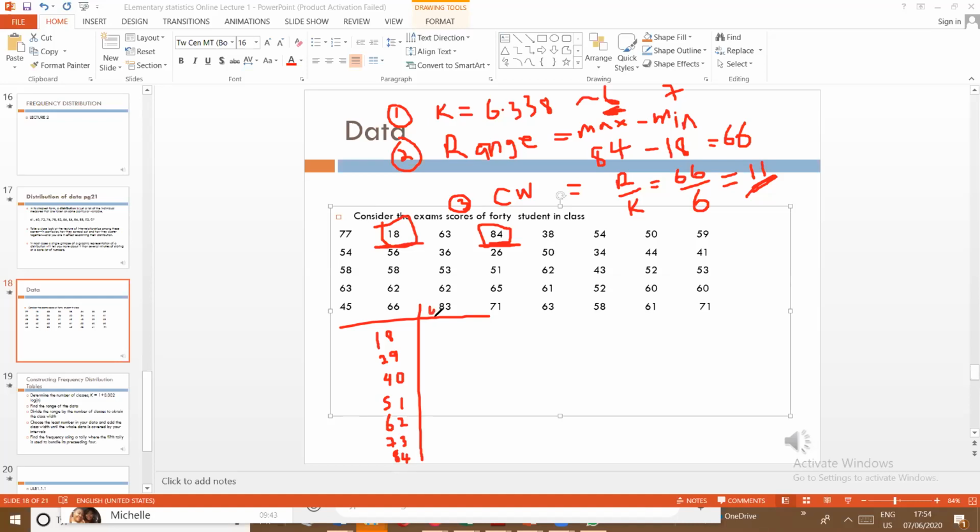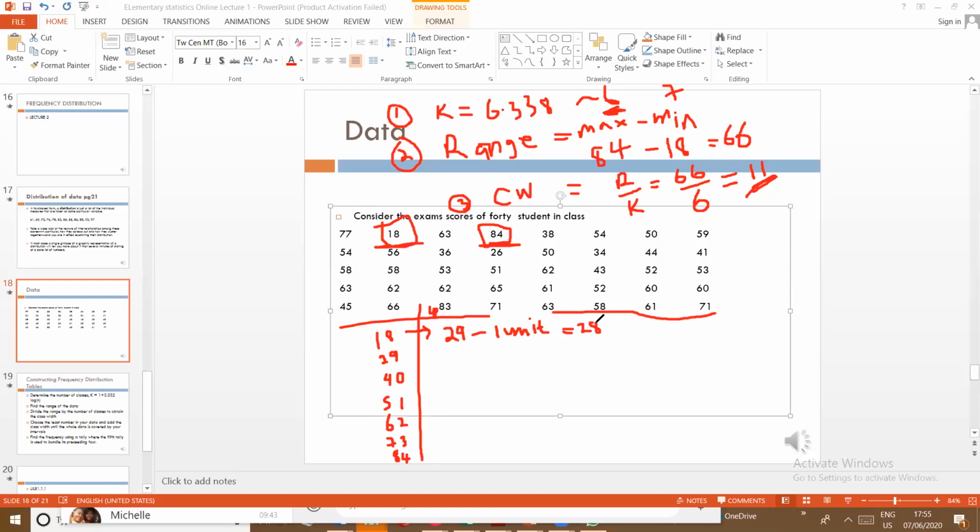Then for the upper limits, the upper limit of the first class is 1 unit below the lower limit of the next class. So that is going to be 29 minus 1 unit. Now, what is 1 unit in whole numbers? It's 1. Good. A unit is 1. So 29 minus 1 is going to be 28. Are you getting it?